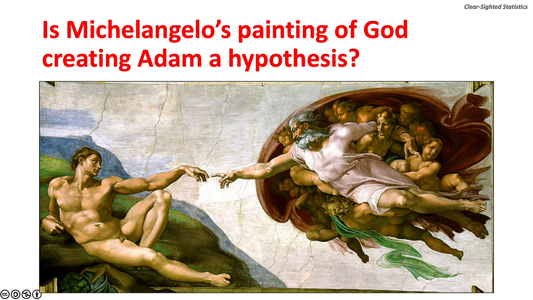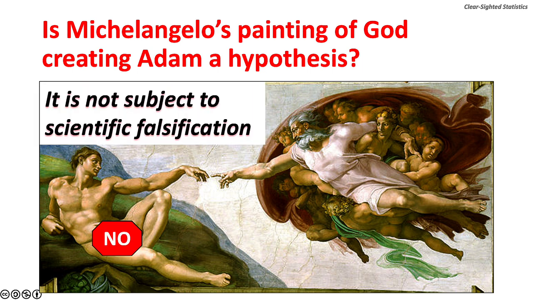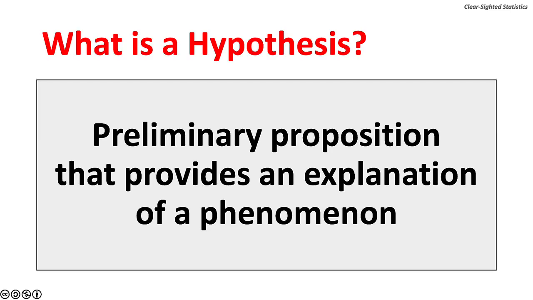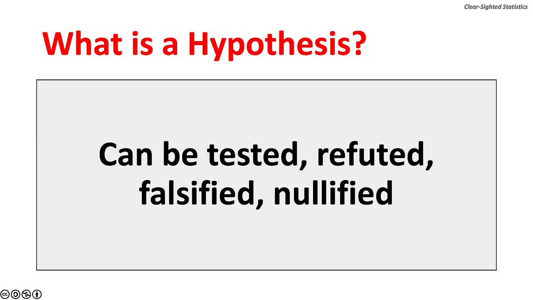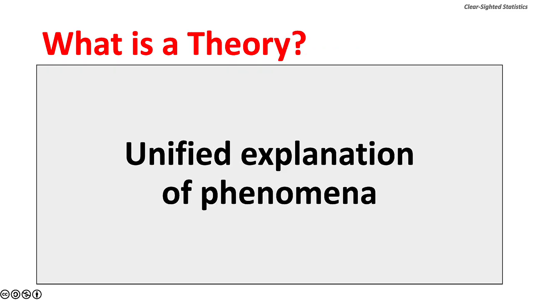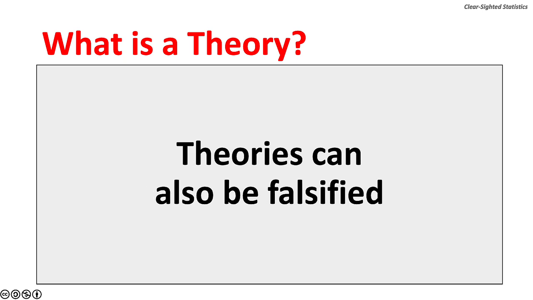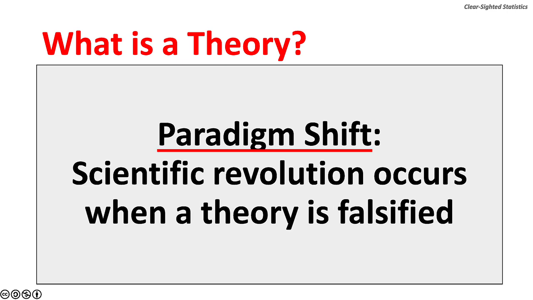Is Michelangelo's painting of God creating Adam a hypothesis? No, it is not a hypothesis because it is not subject to scientific falsification. A hypothesis is not a theory. What is a hypothesis? A hypothesis is a preliminary proposition that provides an explanation of a phenomenon. A hypothesis can be tested, which means it can be refuted, falsified, or nullified. What is a theory? A theory is a unified explanation of a phenomenon. A theory was initially only a hypothesis, but it has withstood repeated attempts at falsification. Theories, however, can also be falsified. A paradigm shift is a scientific revolution that occurs when a theory is falsified.